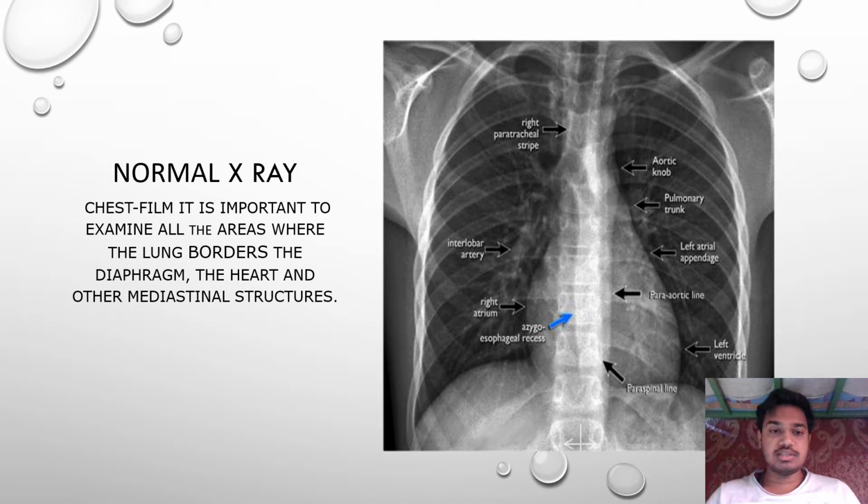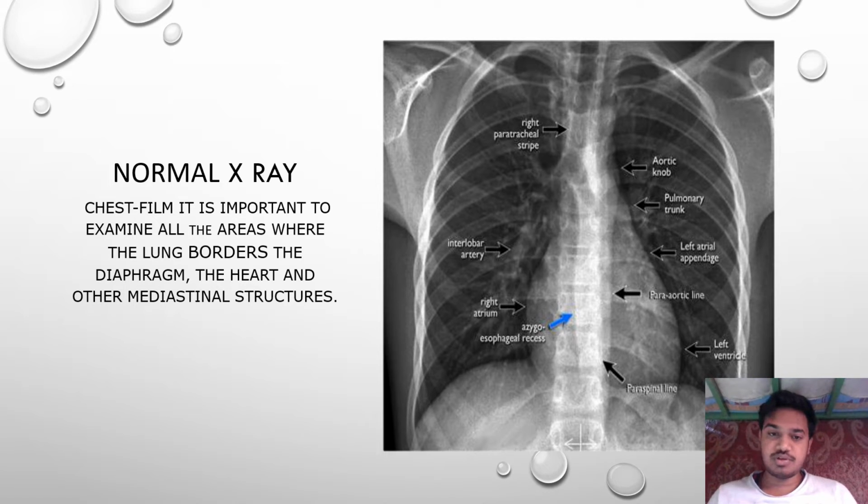The normal X-ray. This is a picture of a normal X-ray. Here we can see the paratracheal stripes, ma'am. Here we can see the interlobular artery and the right atrium. We can also see the aorta, ma'am. Aorta is right here, ma'am. The para-aortic line. We can see the pulmonary trunk, ma'am, and the left ventricle.